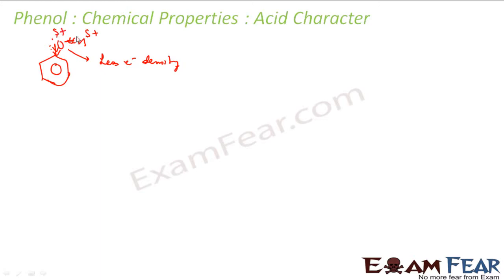Correct? Please understand this. See, oxygen has a lone pair. Its job is to give electrons to this ring. But oxygen also wants electrons. Since it's giving electrons to the ring, it gets electrons from hydrogen now. And hydrogen develops partial positive charge. And since hydrogen has partial positive charge, it can give H+. So it is acidic. It is more acidic than alcohol.